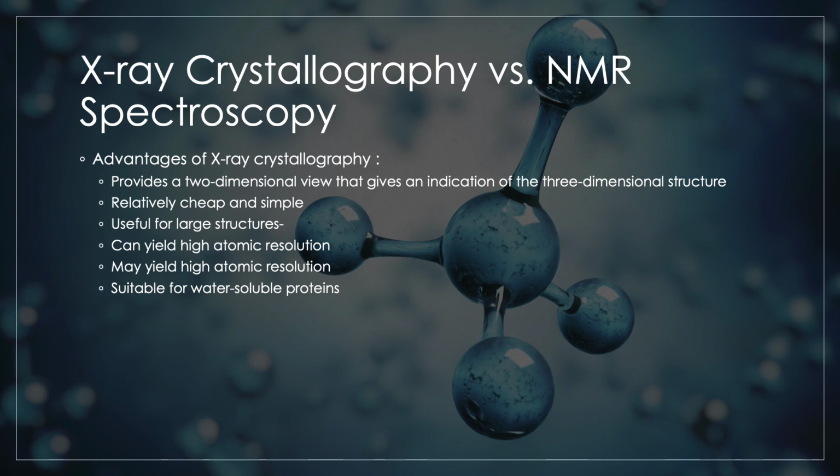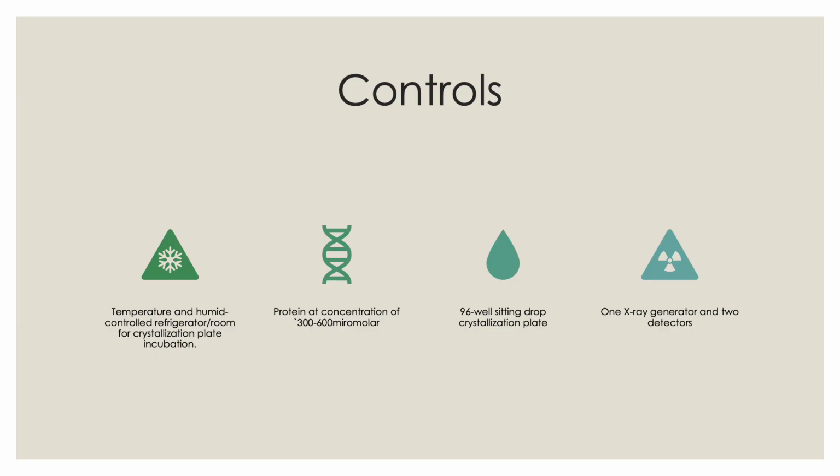Both of these techniques are used to study atomic structures, but these are just some of the advantages that X-ray crystallography has. Some of the controls needed for crystallography are temperature and a humidity-controlled refrigerator or room for crystallization of the plate and incubation, protein at a concentration of 300 to 600 micromolars, a 96-well sitting drop crystallization plate, and one X-ray generator and two detectors.